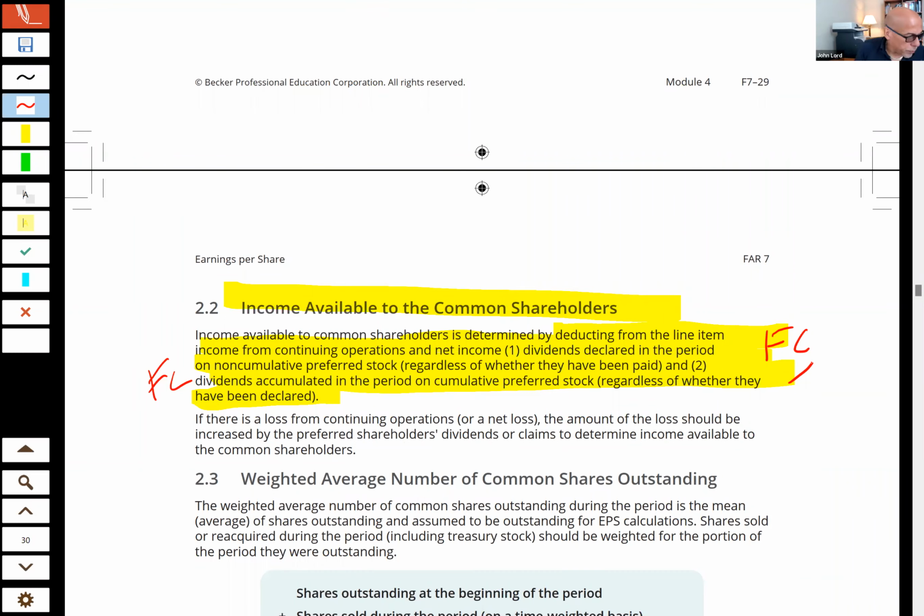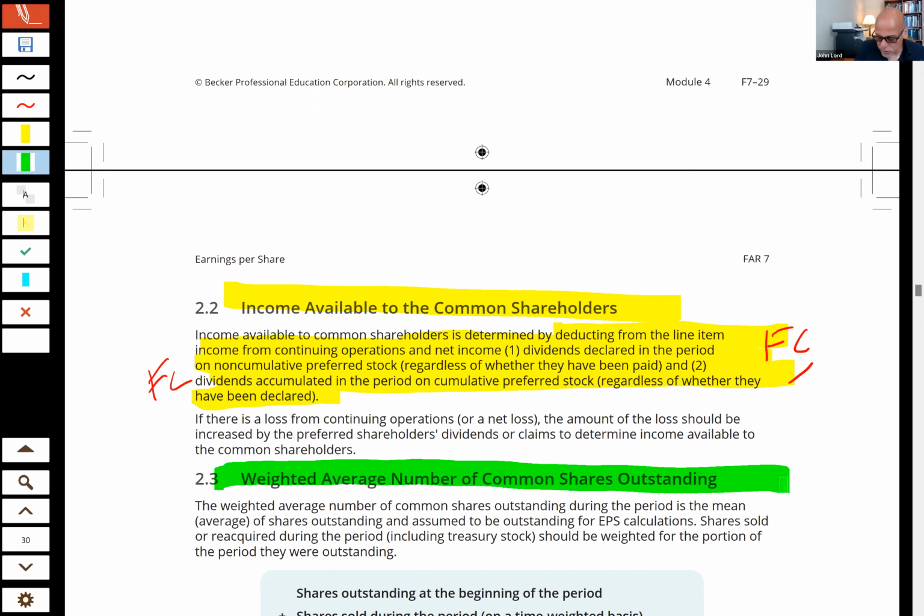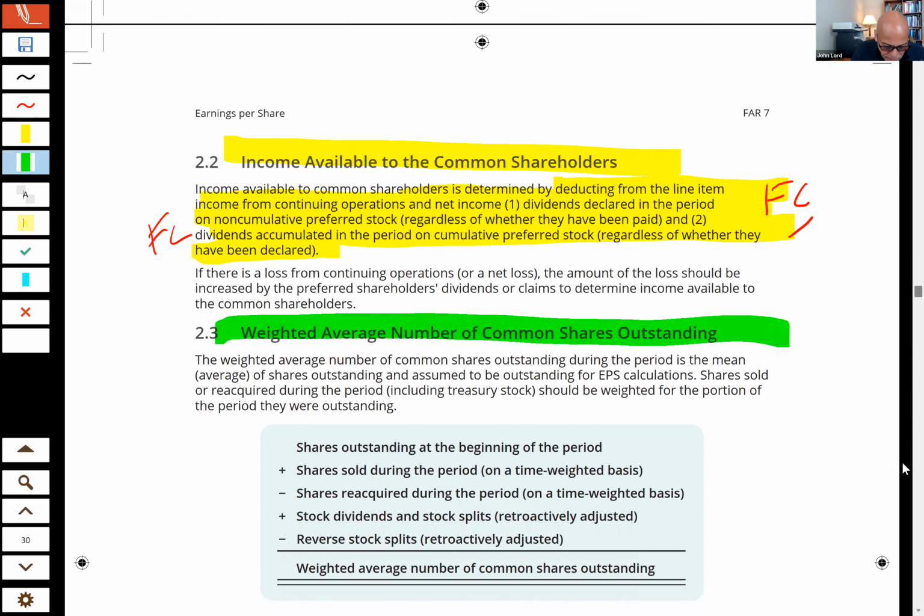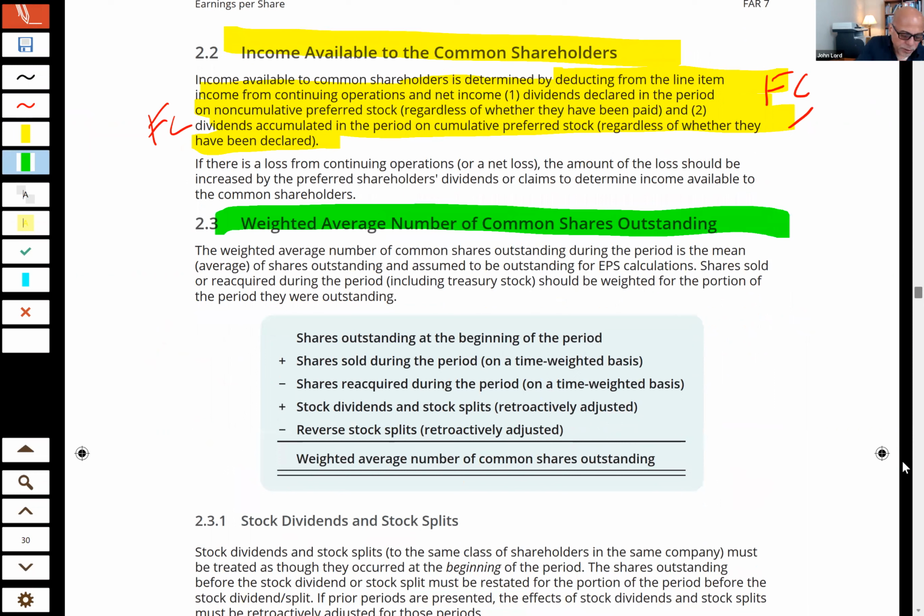Now, when you come over to the weighted average number of common shares outstanding, they give us some things that we're going to need to flashcard here. And again, you can start to see why I'm going through this with you. It does get a little nuanced. It's not terribly difficult, but if you don't put the right things on the right flashcards, it could snowball and feel a little overwhelming.